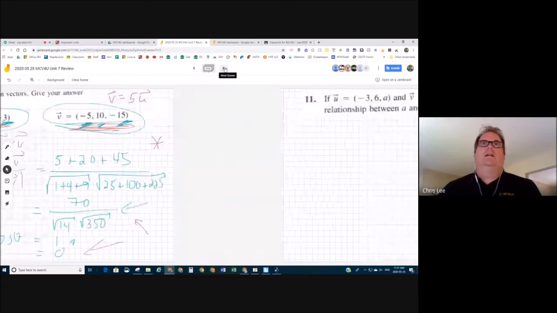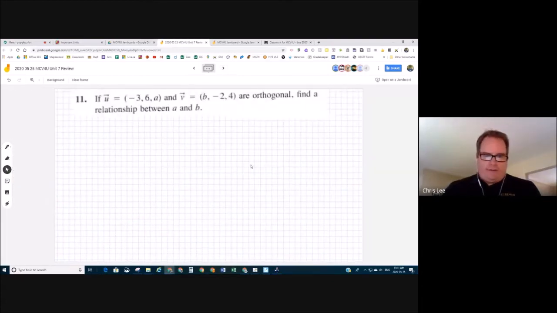Okay. Moving on to number 11. So in number 11, it says that these two vectors are orthogonal. Can anyone tell me what orthogonal means?